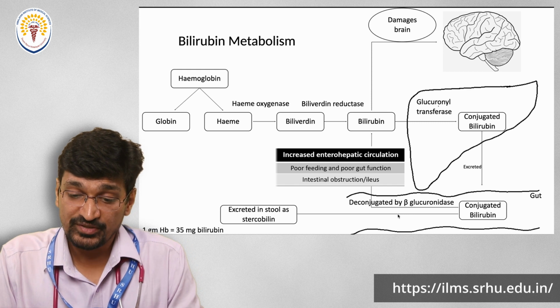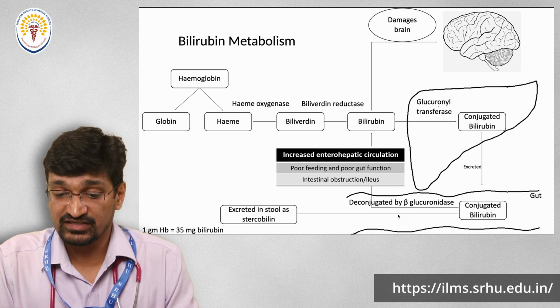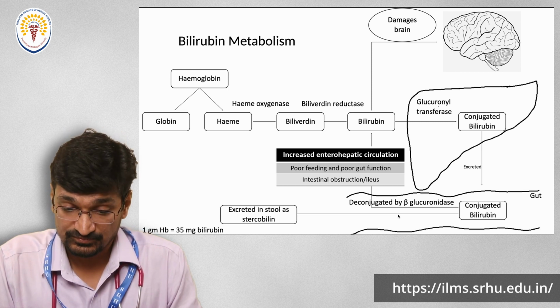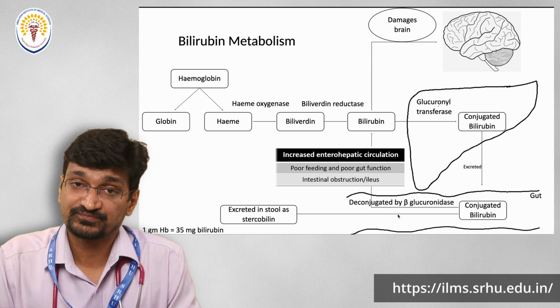The last category would be when due to some reason enterohepatic circulation is increased, which again leads to more bilirubin in the blood. This might be due to poor feeding or poor gut function.